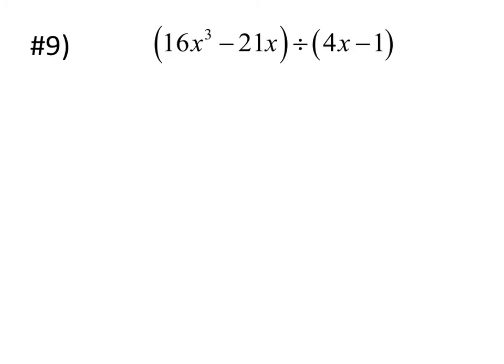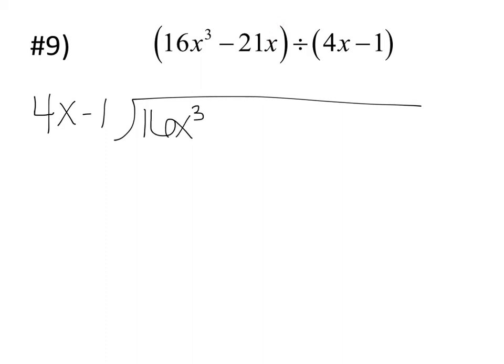All right, number 9. Again, we're dividing by something with a coefficient that's not 1 in front of my x term. So I've got to do long division. Check your variables. 3, 1. So we need some placeholders. 16x cubed. I need an x squared value, so I do plus 0x squared minus 21x. And I need a constant, so I do plus 0.